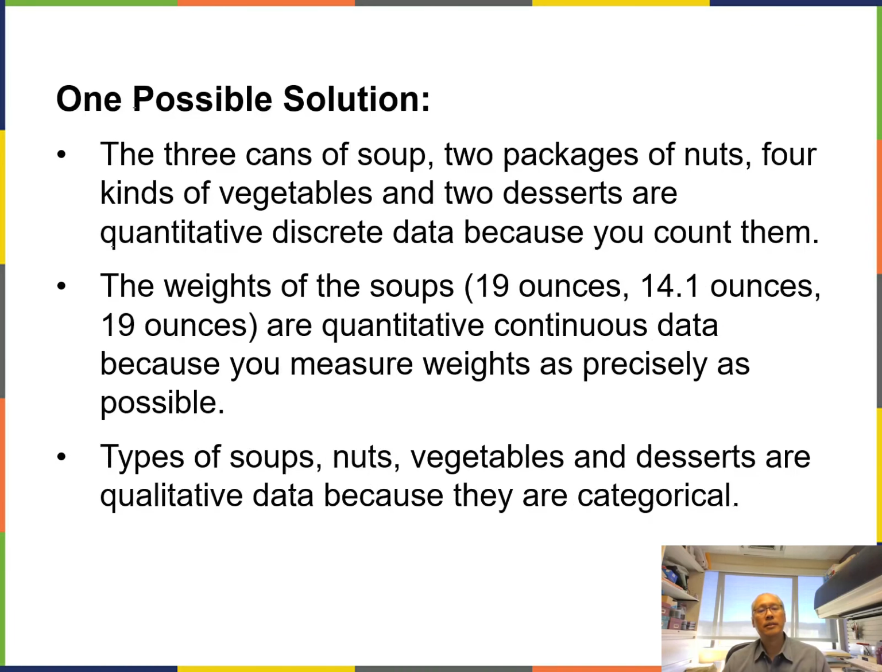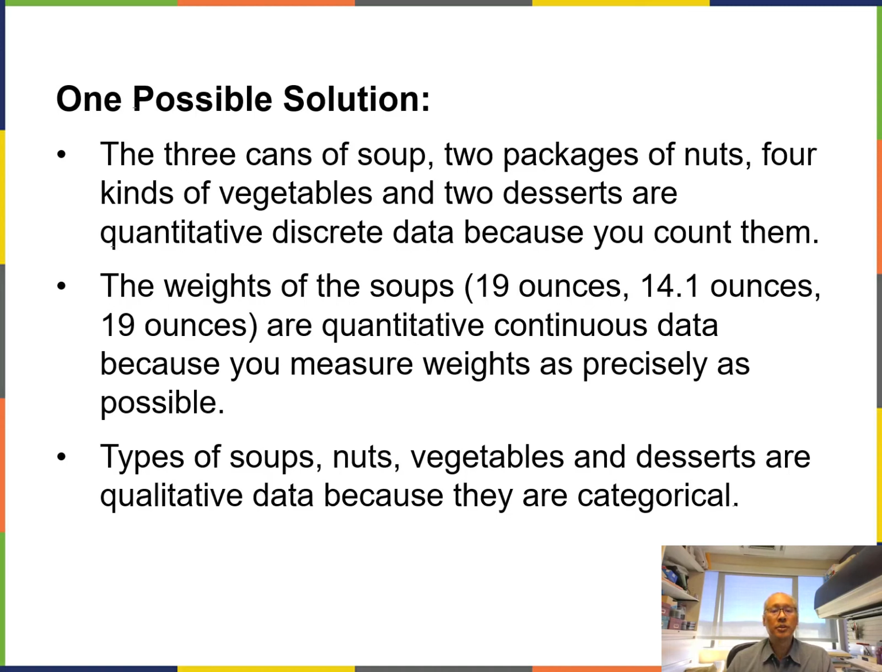So based on this information, when we count the 3 kinds of soup and 2 packages of nuts and 4 kinds of vegetables, we're looking at those as quantities that we count. So because we're able to count them as quantities, we're looking at them as discrete data.